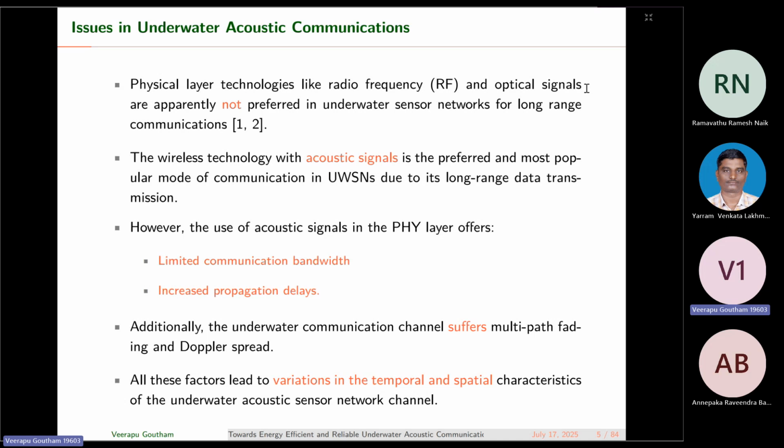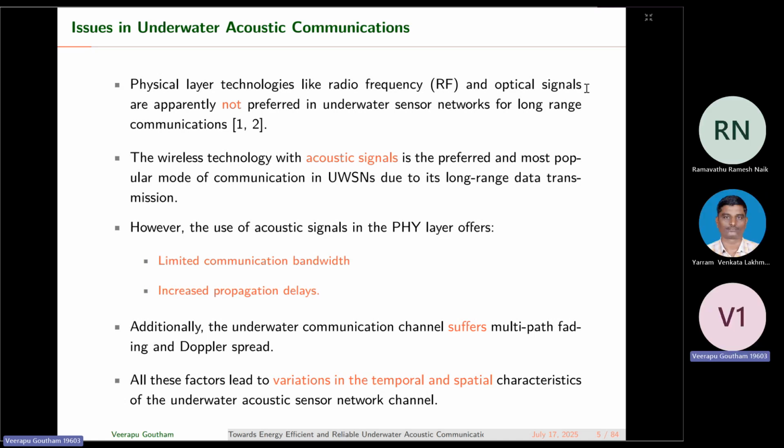I think we know the Shannon capacity theorem. Capacity is mainly dependent on the bandwidth and signal to noise ratio. Capacity is equal to bandwidth times log 2 of (1 plus SNR). If bandwidth is less, then the capacity we are achieving is very less. That's why with the limited communication bandwidth, we are getting limited data rate.